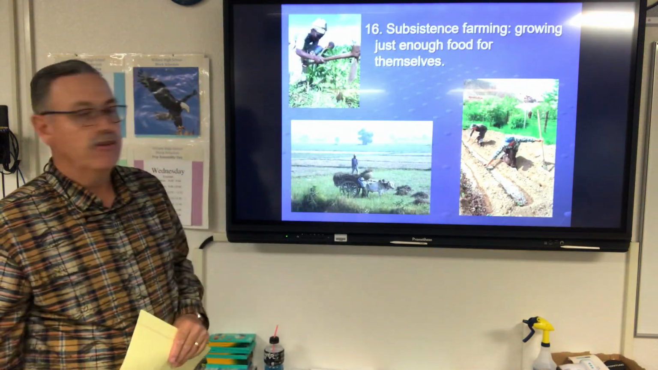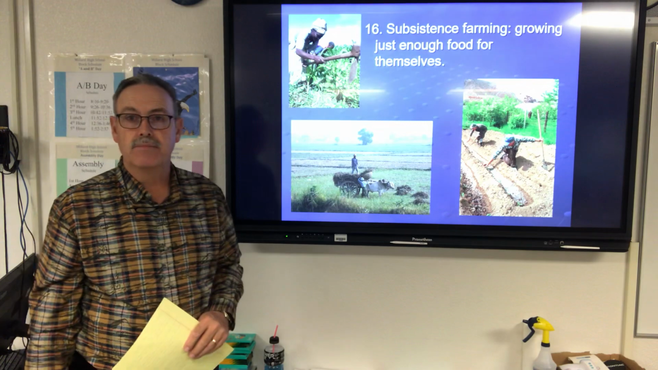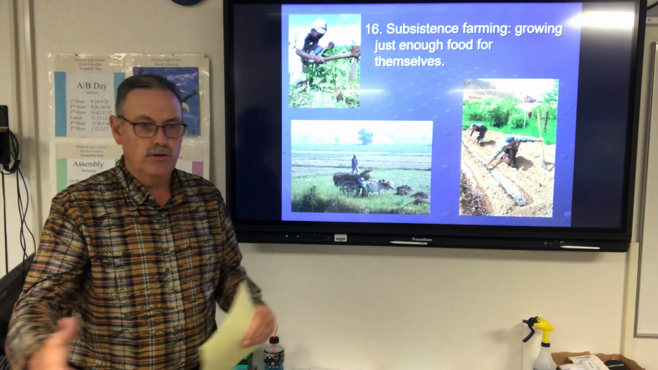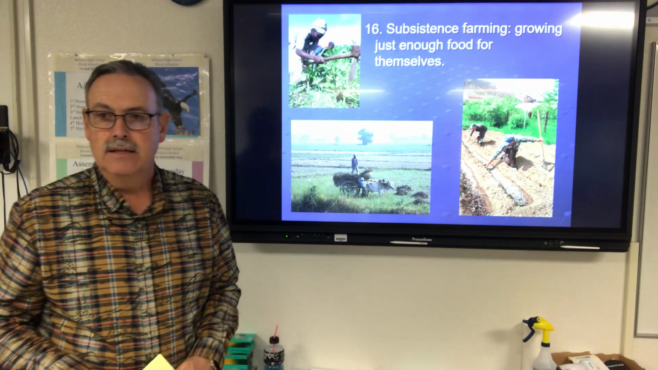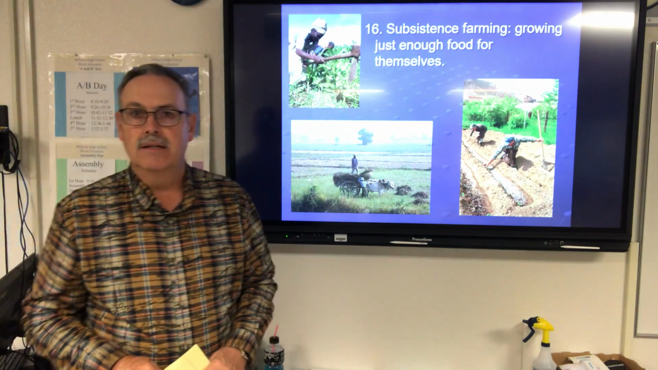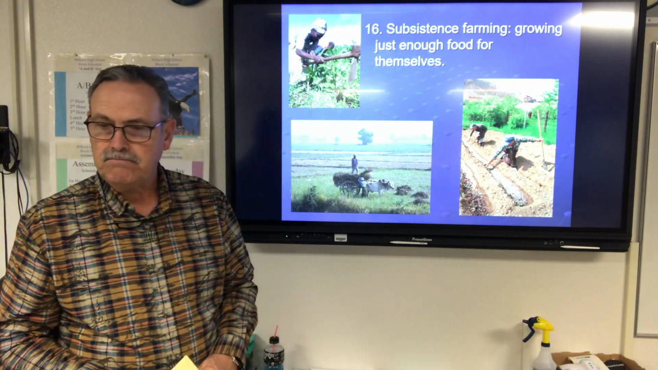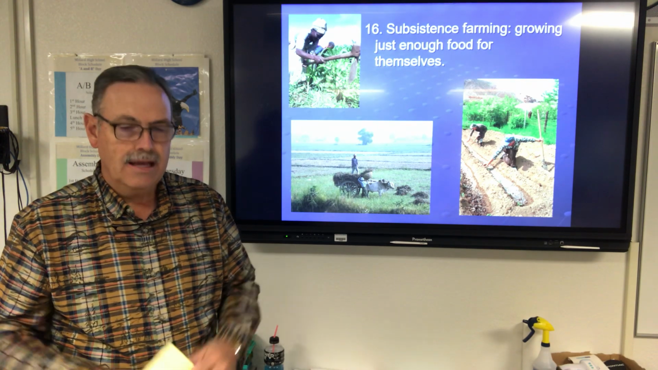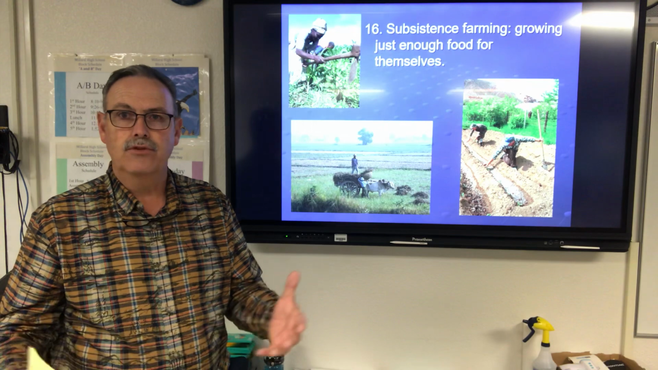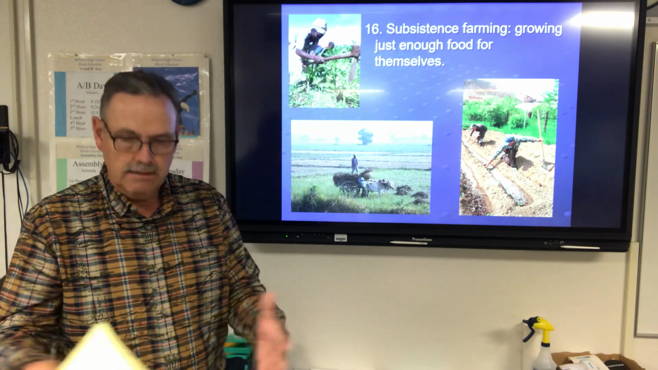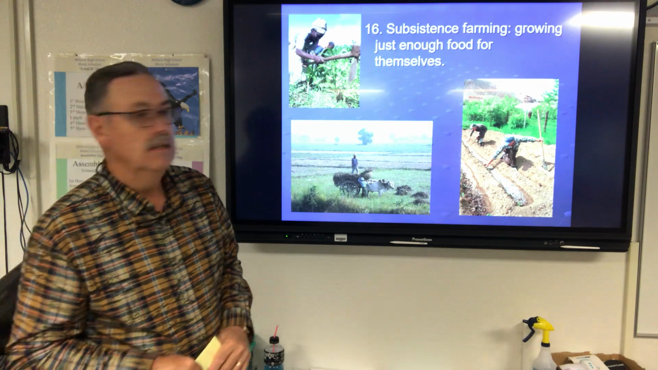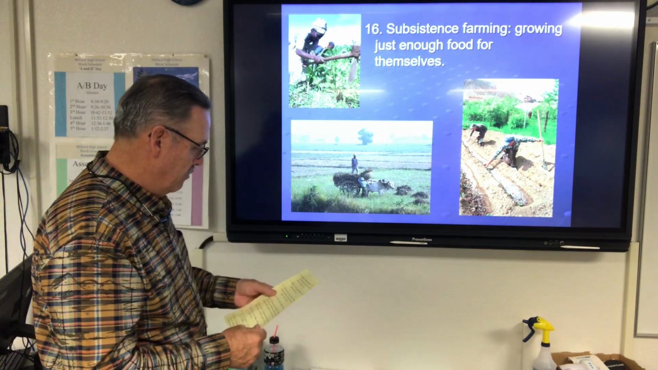Subsistence farming is growing just enough food for themselves, their immediate family, maybe a few extended family members. Also, they might have a little bit of extra food that they could sell at a local market. But again, for the most part, they're raising that food to be eaten by their family, and enough for them to subsist on.